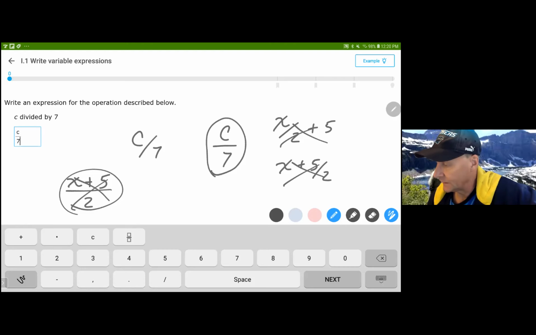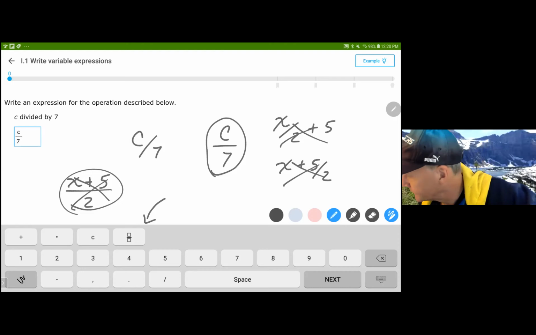In the IXL, they give you this fraction bar that you can use. So it's much nicer. So anyway, there you have it.